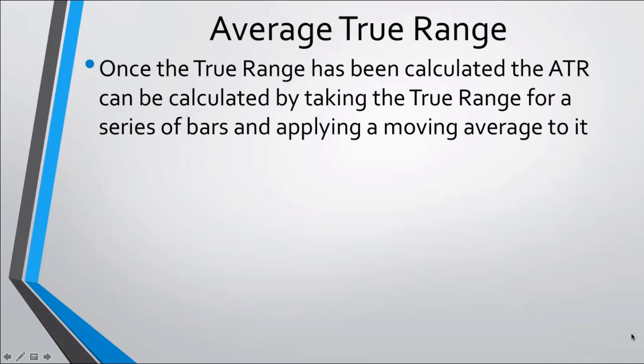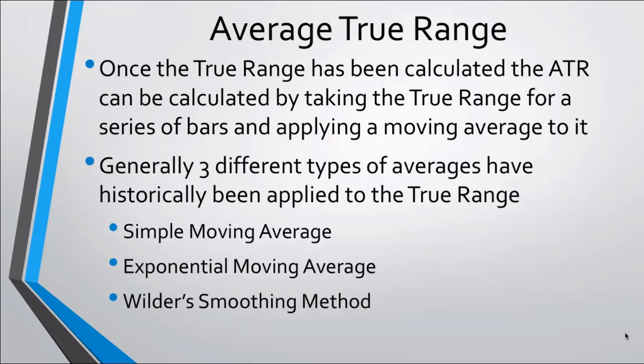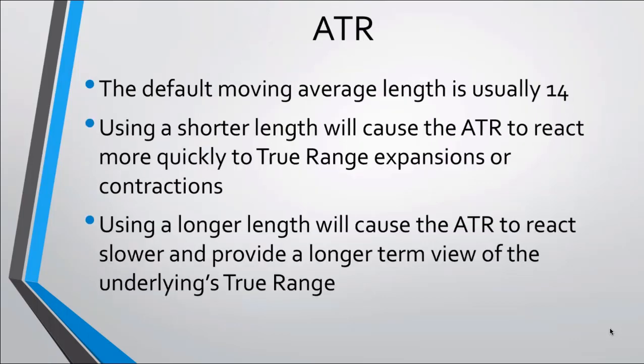Once the true range has been calculated, the ATR can be calculated by taking the true range for a series of bars and applying a moving average to it. Generally, 3 different types of averages have historically been applied to the true range: a simple moving average, the exponential moving average, and Wilder's smoothing method, which is his proprietary method, which we're not going to go into. The default moving average length is usually 14. When you open up a trading platform, usually they have it set at 14 if you open the ATR.